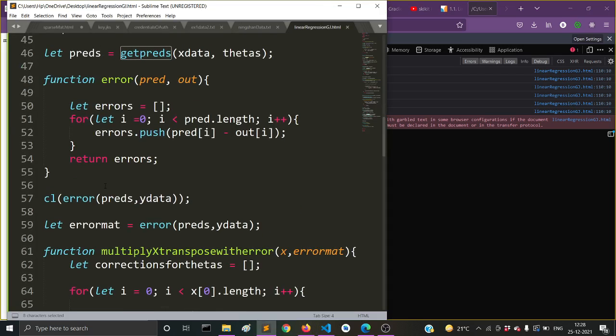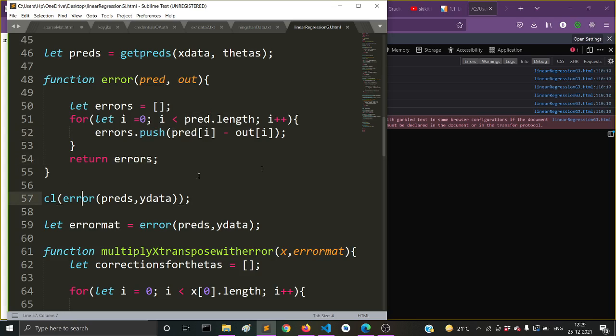To calculate the error, right? So we have passed the predicts here and the output here. Output are just y labels, right? Which we'll be passing. What it does is subtract the y label from the predicted value, which we will be passing as a matrix, as an array, and then it will return all the errors.